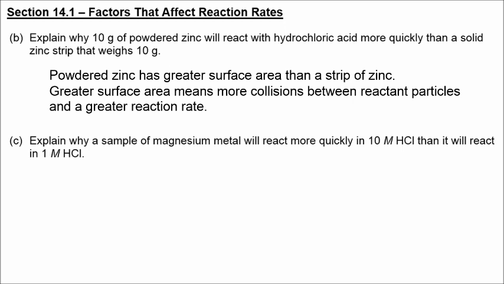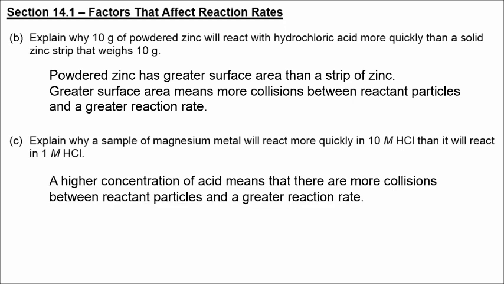Explain why a sample of magnesium metal will react more quickly in 10 molar HCl than it will in 1 molar HCl. A higher concentration of acid means that there are more collisions between reactant particles and a greater reaction rate.